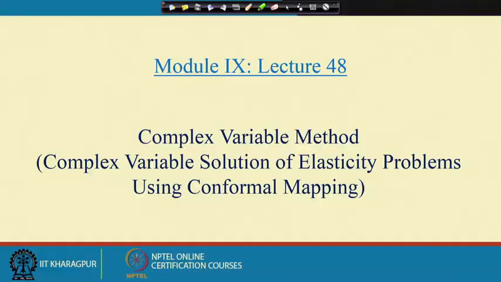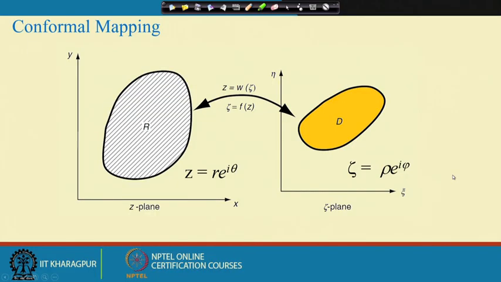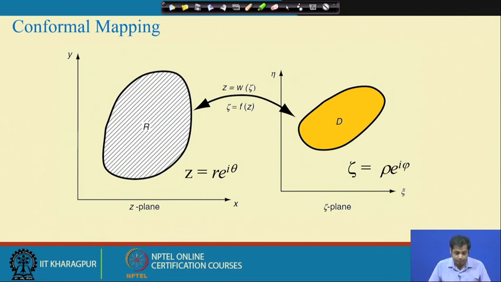Everyone, this is the last class of this week, and today's topic is complex variable solution of elasticity problems using conformal mapping. It is just an application of conformal mapping for elasticity problems. Conformal mapping, we already discussed, is the mapping between two planes. Here, for example, the mapping between the z plane and the zeta plane, and the map is this.